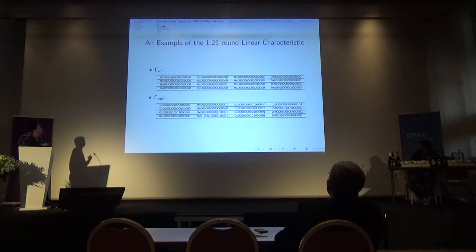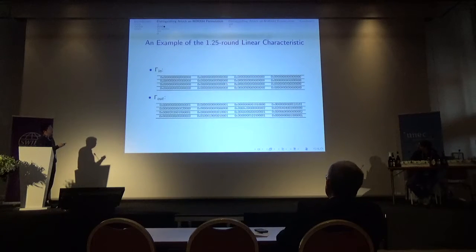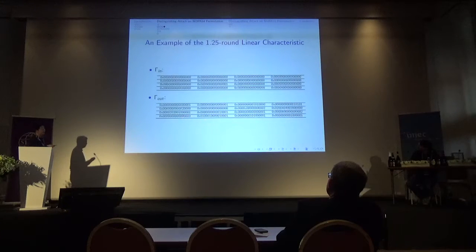Here we look at an example of the linear characteristic. The only active bit is here in the input, and there are a number of active bits in the output mask.